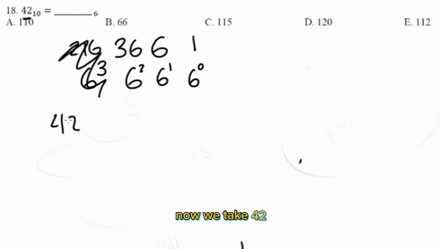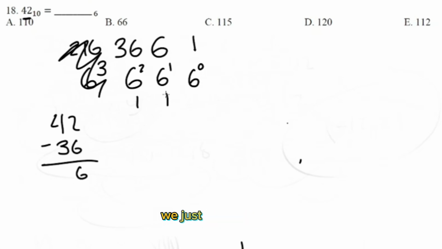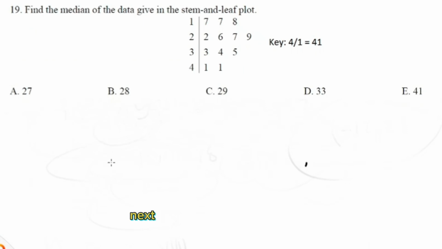Now we take 42, and we see how many times 36 goes into 42. 36 goes into 42 one time, because 36 times 1 is 36. So we subtract 36, and we're left with 6. And then we write a 1 here. Next, how many times does 6 go into 6? It goes in once, obviously. So we just write a 1 here and subtract 6. And now we're left with 0. 1 can't go into 0 any amount of times, so we write a 0 here. So we're left with 1, 1, 0, or 110. And that's your answer.